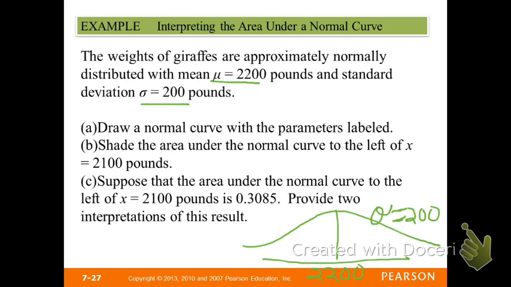Shade the area under the normal curve to the left of 2100. Now this is nothing fancy. We know that 2100 lives to the left here. So 2100. And it says shade the area to the left of that. So nothing fancy. Now it says suppose that the area under the normal curve to the left of 2100, suppose we find it's 0.3085, this red area. Provide two interpretations of the results. Well, that's like a 31% chance of randomly selecting a giraffe with a weight less than that.